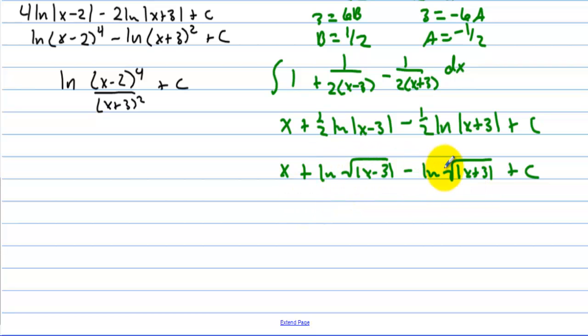But now we can combine the two natural logs. We have x plus natural log of the square root of the absolute value of x minus 3 divided by x plus 3, and then plus c.